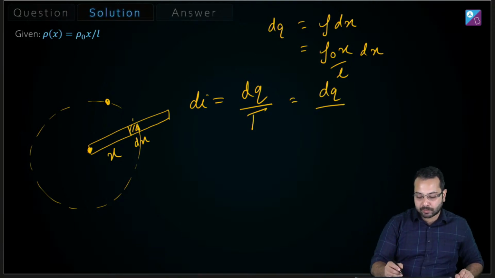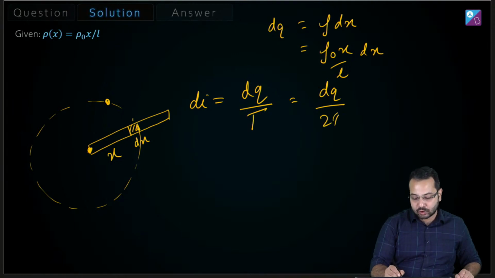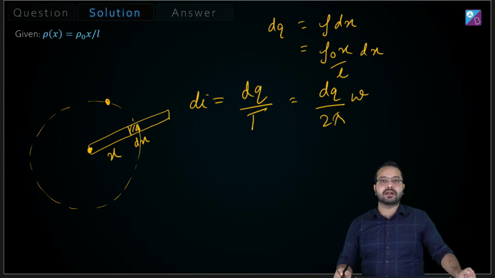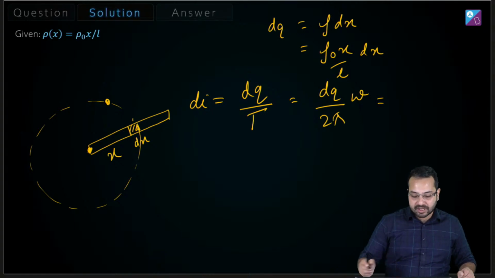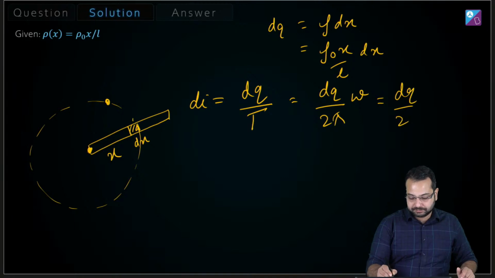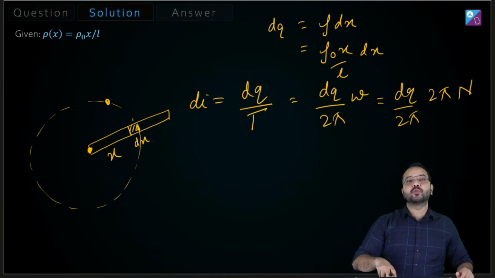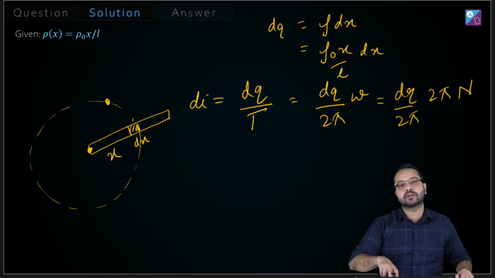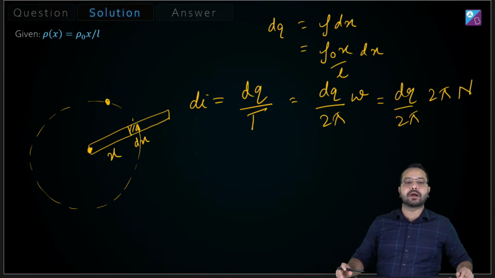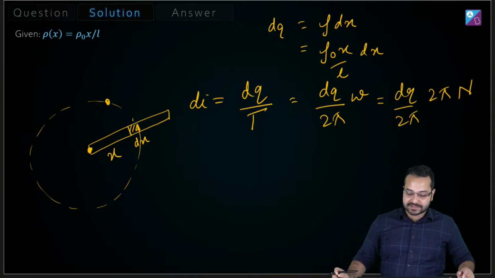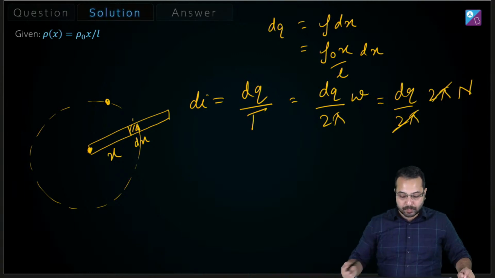So this becomes dq upon, and the time period I can write as 2 pi upon omega. Can I do that? Omega is the angular velocity, and what we have here is the number of revolutions. So omega I can write as 2 pi into n, because in a single revolution it is going to rotate through 2 pi. So in 1 second, how much is it going to rotate? It is going to rotate 2 pi n. Okay, that's the angular velocity. Is that clear? So this 2 pi and this 2 pi is gone.